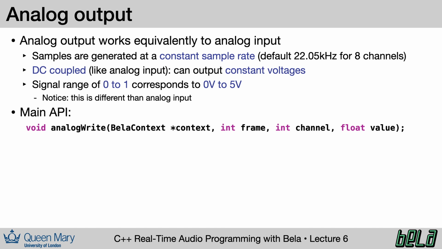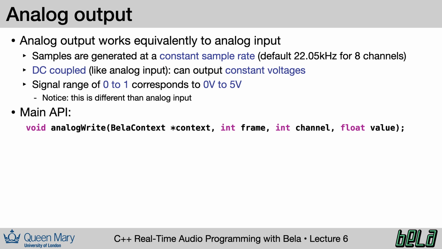The last thing we'll look at in this lecture is using the Bela analog output. As you might expect, the analog output works quite similarly to the analog input in that it uses sampled signals with a constant sample rate, the default value for which is 22 kHz for 8 channels. Like the analog input, the analog output is also DC coupled, which means that it can output constant voltages like control voltages. The analog output also takes a signal range between 0 and 1, which in this case corresponds to a range between 0 volts and 5 volts.